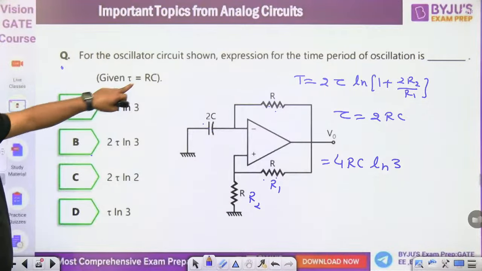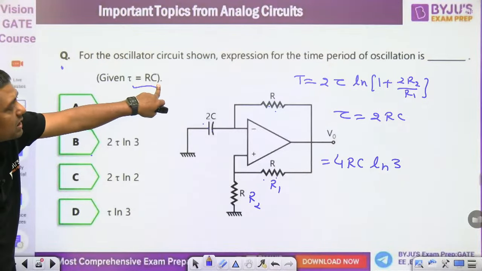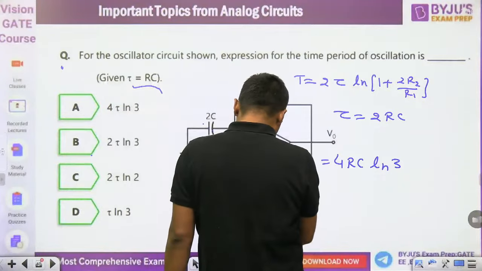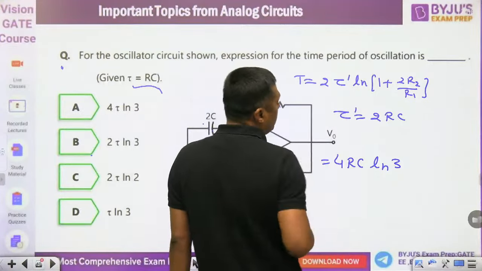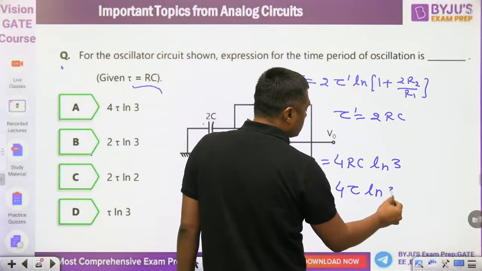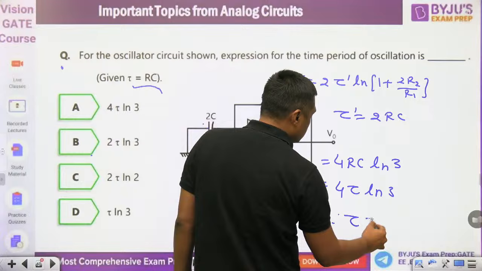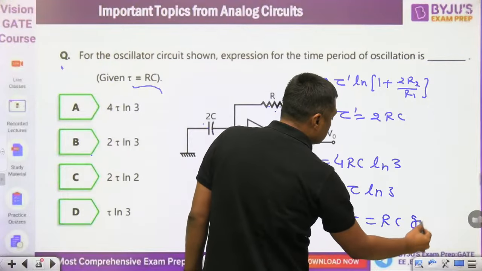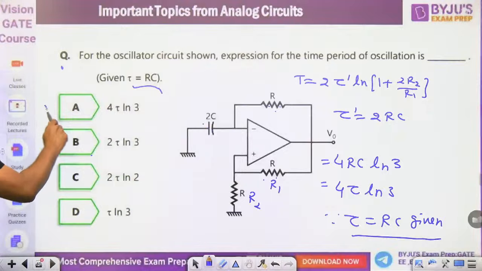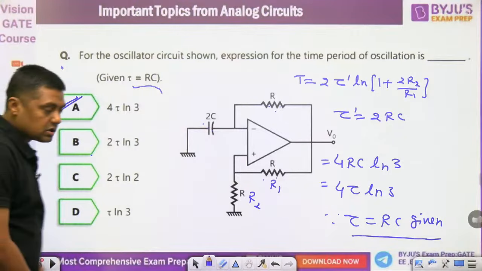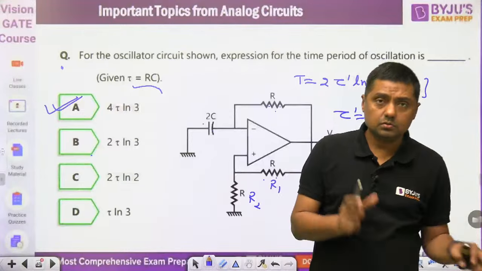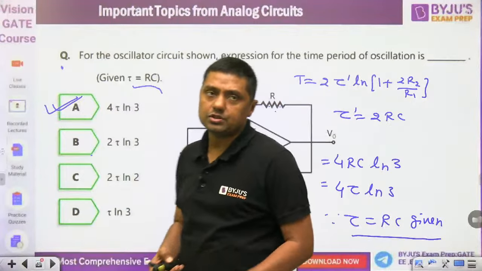Now, tau is given as RC, so no problem. Since RC is tau, it becomes 4 tau log of 3. A is the answer for this question. If you have the idea of the standard formula, then you can solve this type of question, guys.